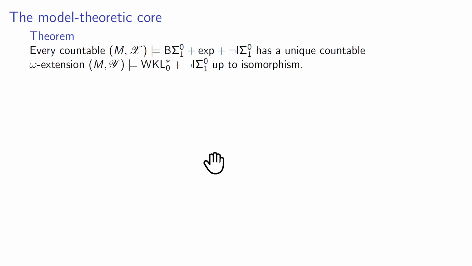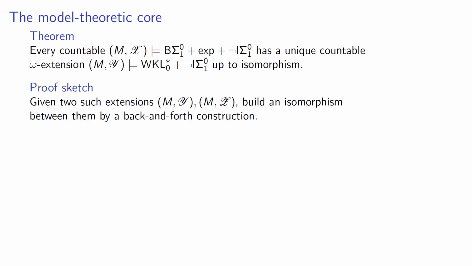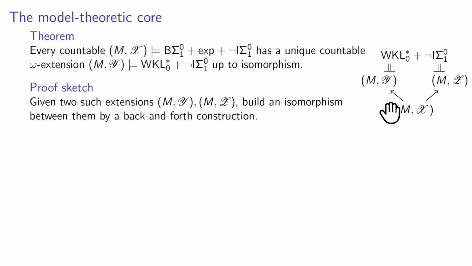And this will help us prove the quantifier elimination result. And the proof, I will not talk very much about the proof. I will just say how it goes. It's a back and forth argument. What we do is that we start with a model of BΣ0,1 plus ¬IΣ0,1. And suppose that I have two omega extensions that both satisfy WKL0*. Then I try to build an isomorphism between these two omega extensions.